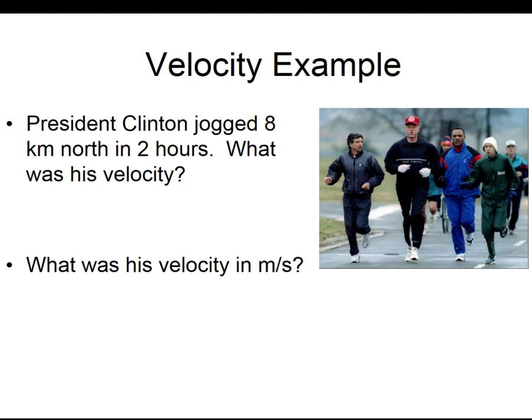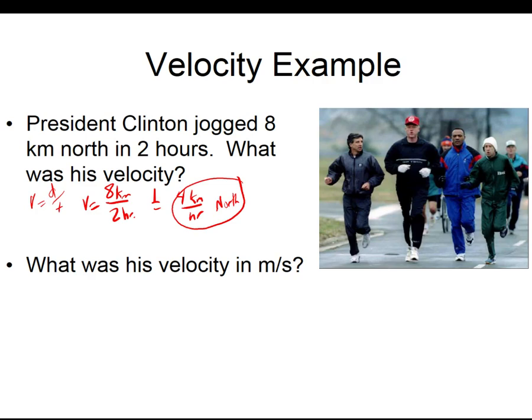Let's do another velocity example. President Clinton, he used to be a big jogger. He jogged 8 kilometers north in 2 hours. What is his velocity? So again, velocity equals distance divided by time. So velocity equals 8 kilometers divided by 2 hours. And that will give me 4 kilometers per hour. And we check significant digits, 1 there, 1 there, and my answer has 1, perfect. I need my direction, north. So 4 kilometers per hour north is his velocity.